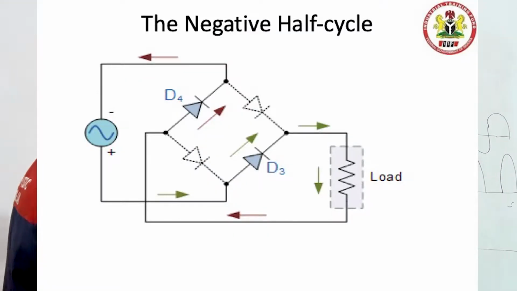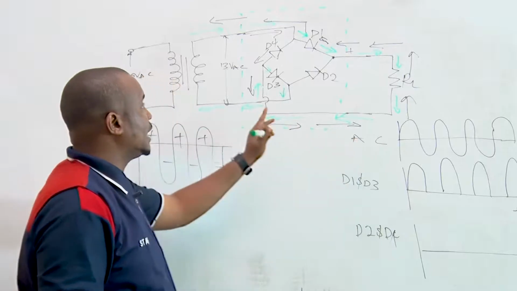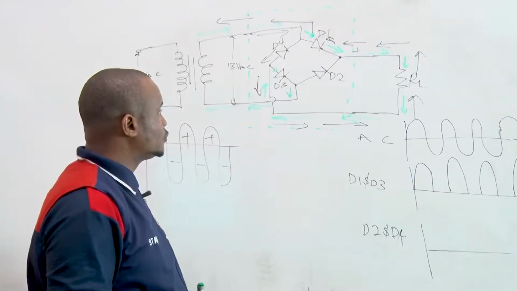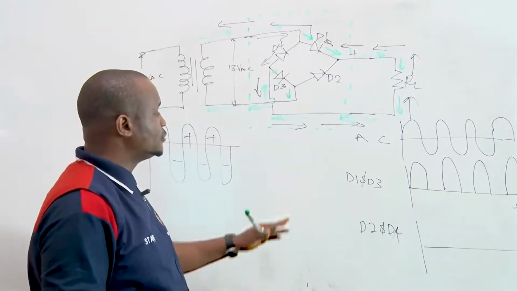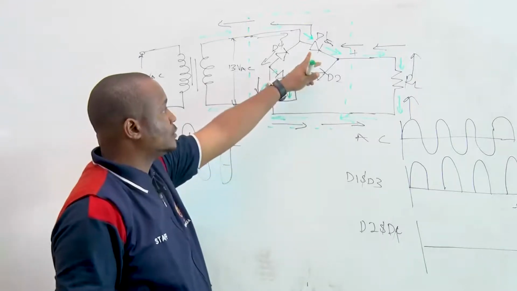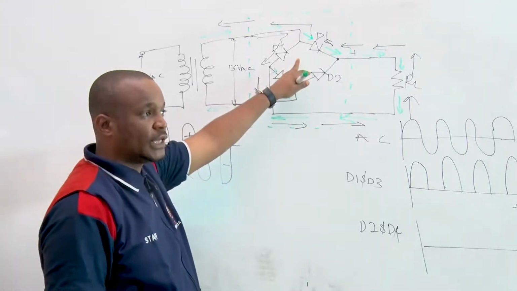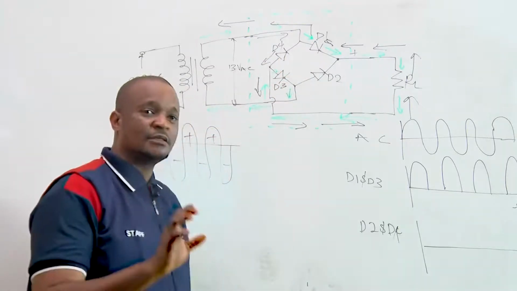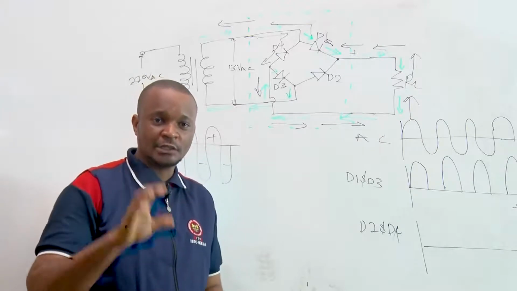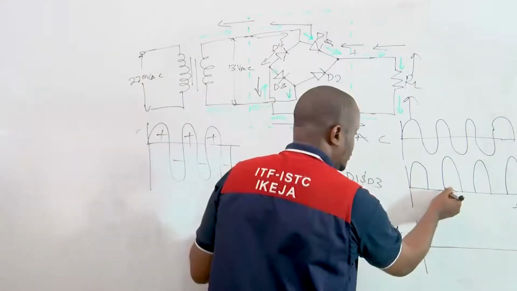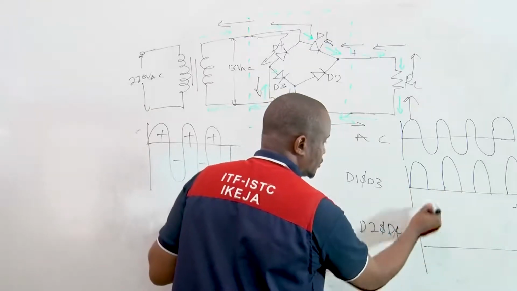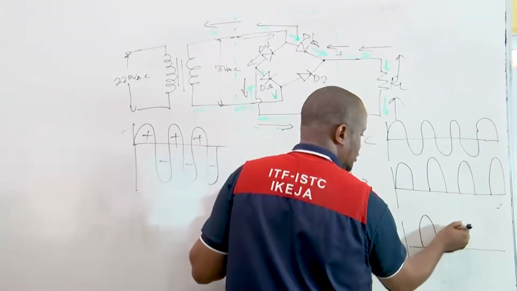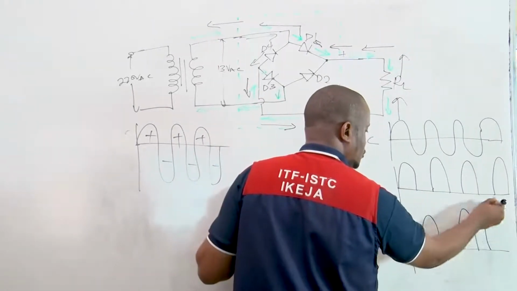So the green marker is representing the positive half cycle, and the black marker is representing the negative half cycle. So we can see what is happening now. During the negative half cycle, D1 and D3 will block, that is, will not conduct. But D2 and D4 will conduct. So we are making good use of the diodes. So this is the output waveform. When this will not conduct, this will conduct. At this point, this will conduct.